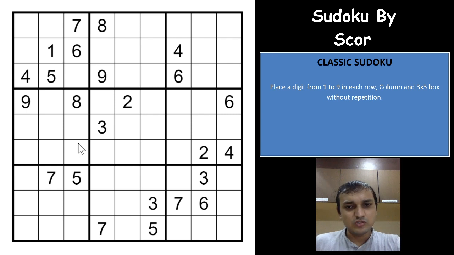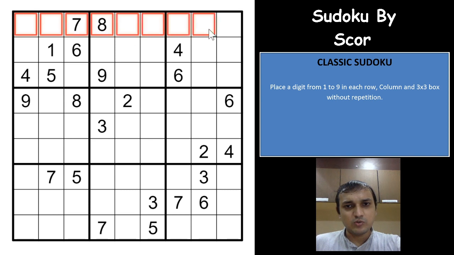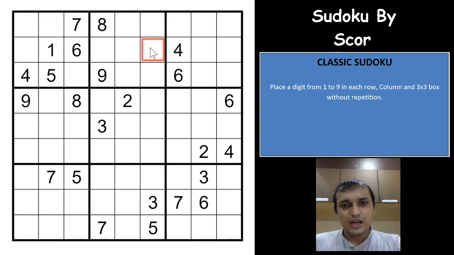And now coming on to this Sudoku. Classic Sudoku rules apply. You need to place digits from 1 to 9 in each row, each column, and 3 by 3 box without repetition. And with that we'll start solving this Sudoku.